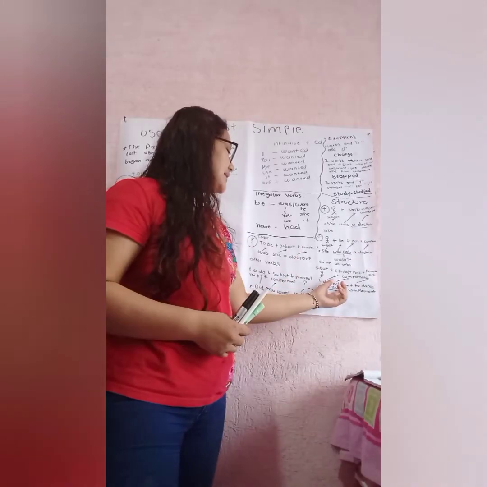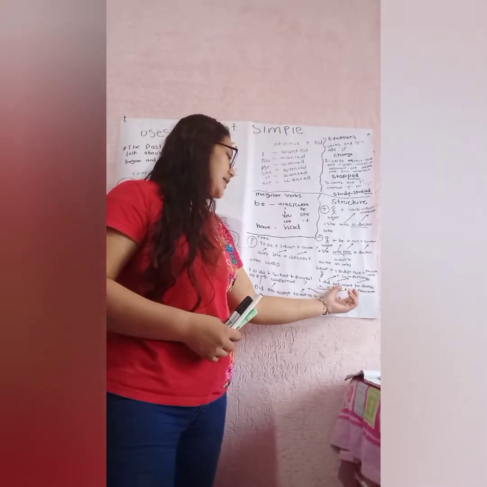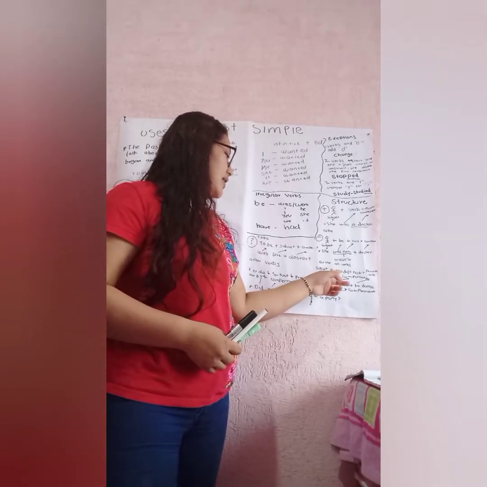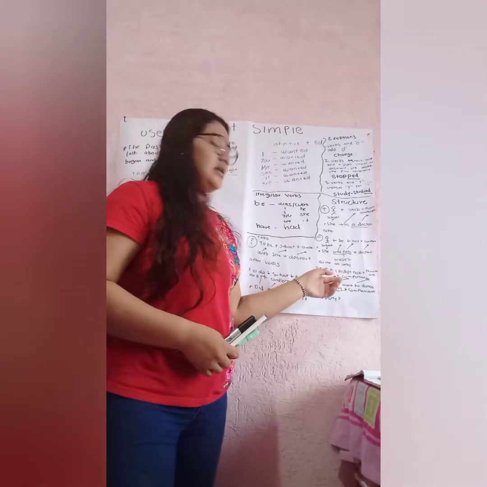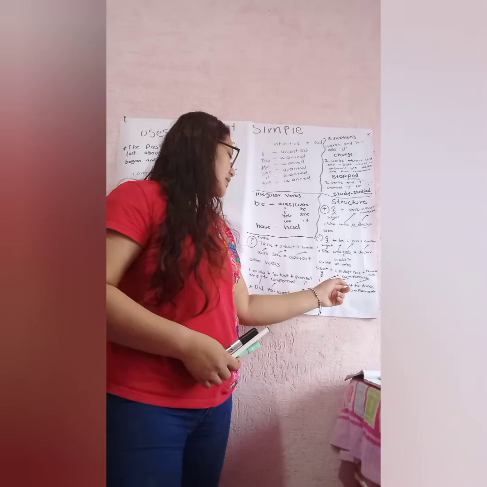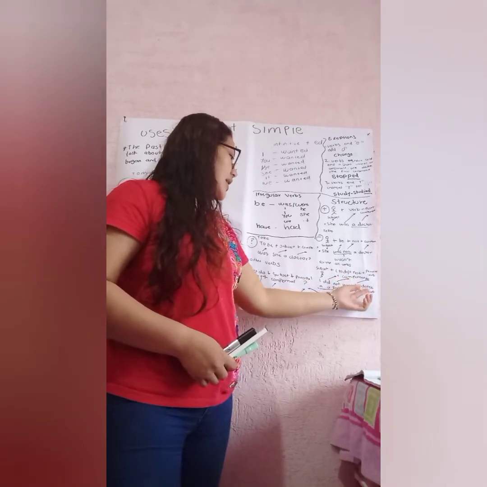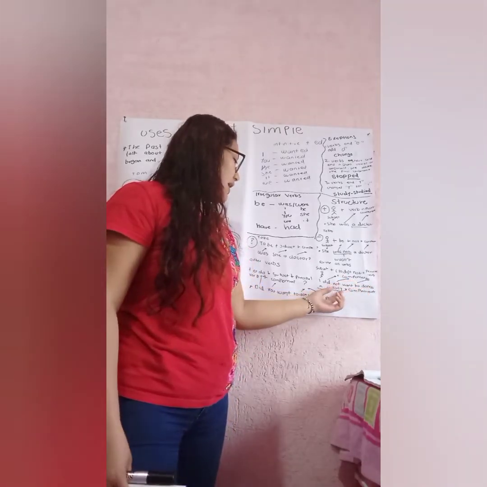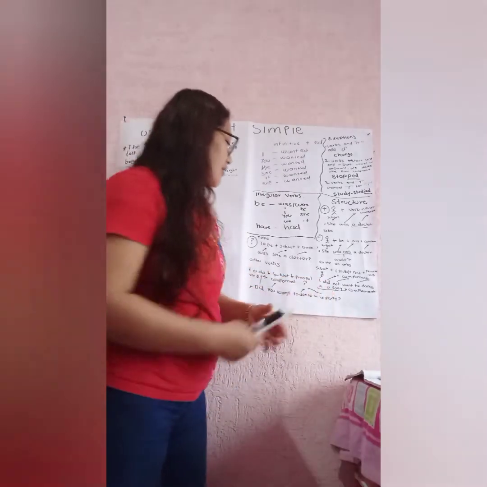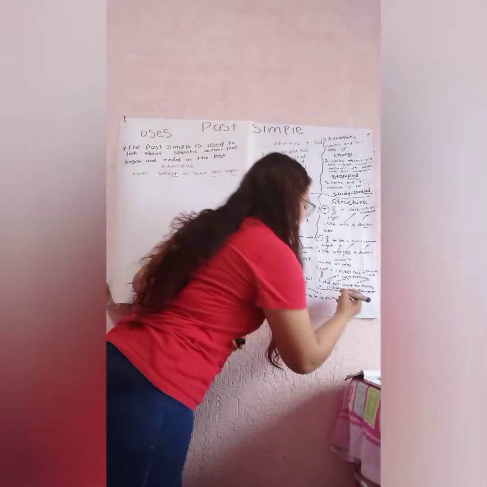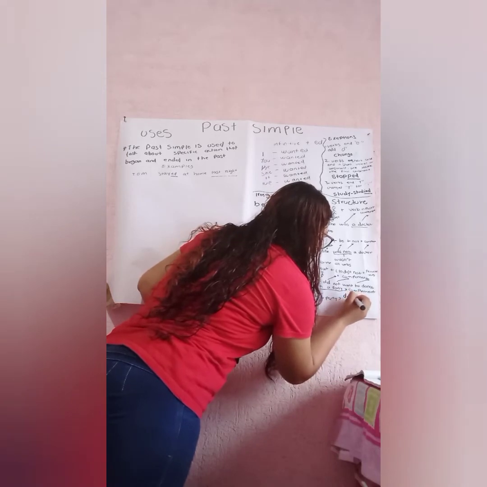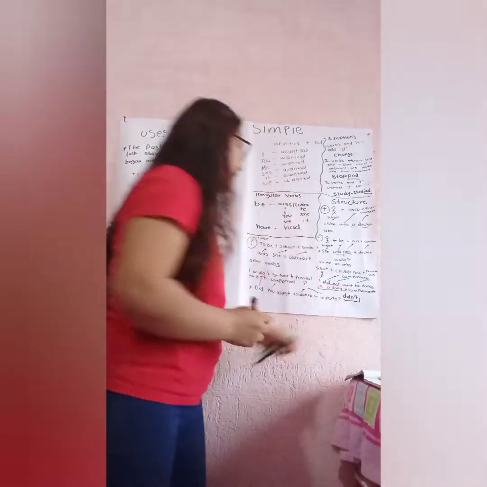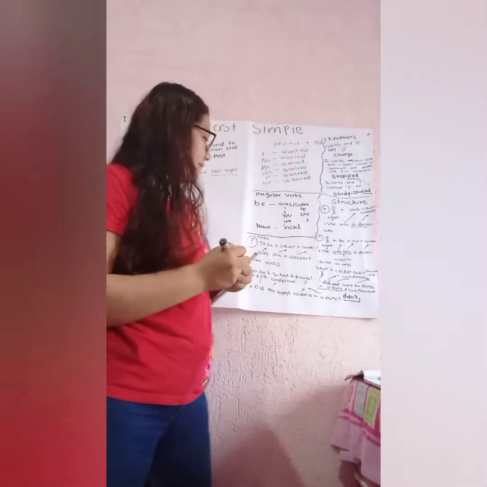For all other verbs, we need to use subject plus auxiliary verb to do plus not plus the principal verb in infinitive, plus complement. For example, I did not want to dance in a party. I is the subject, did is the auxiliary verb to do in the past simple, not is the particle, and the principal verb to dance is in infinitive. In a party is the complement. Here is the same. We can say didn't. Didn't is the contraction of did not.